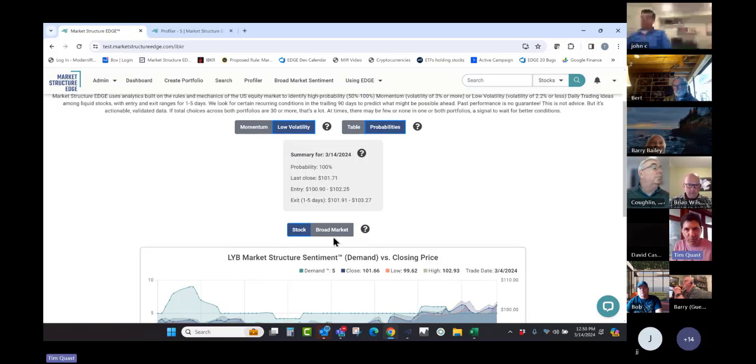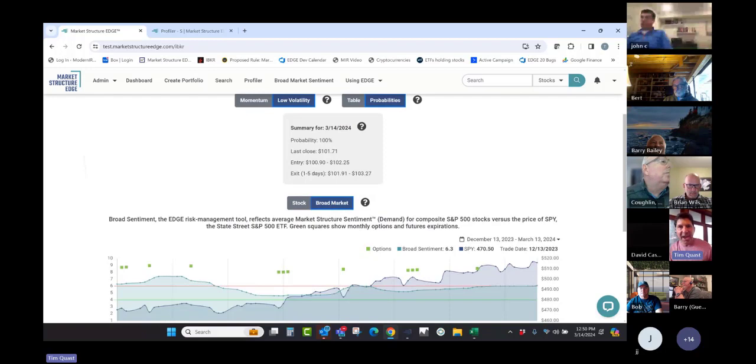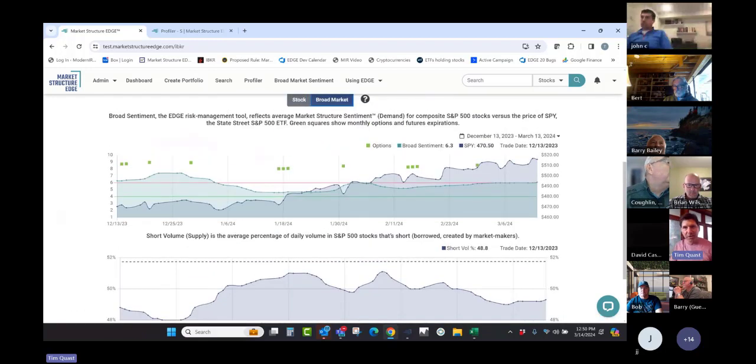I think it's going to be helpful. We added broad sentiment in here. It looks the same. It's just going to be in here so that you always have that comparative and you know where you are.